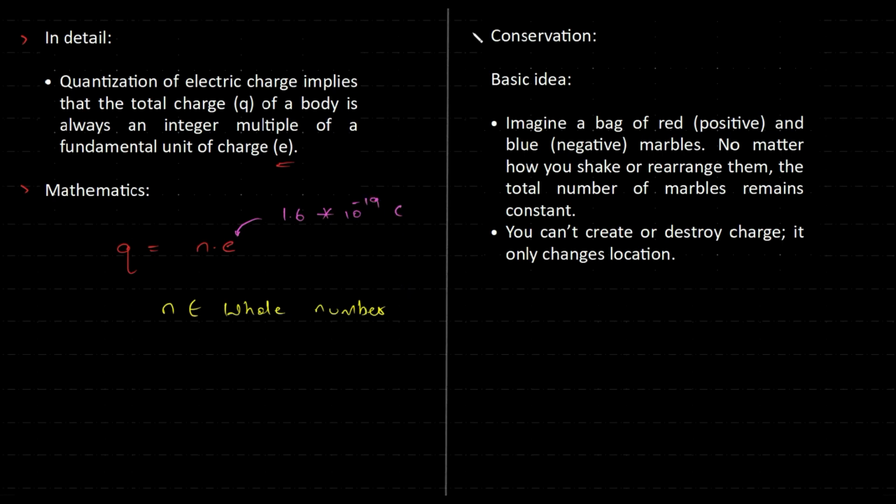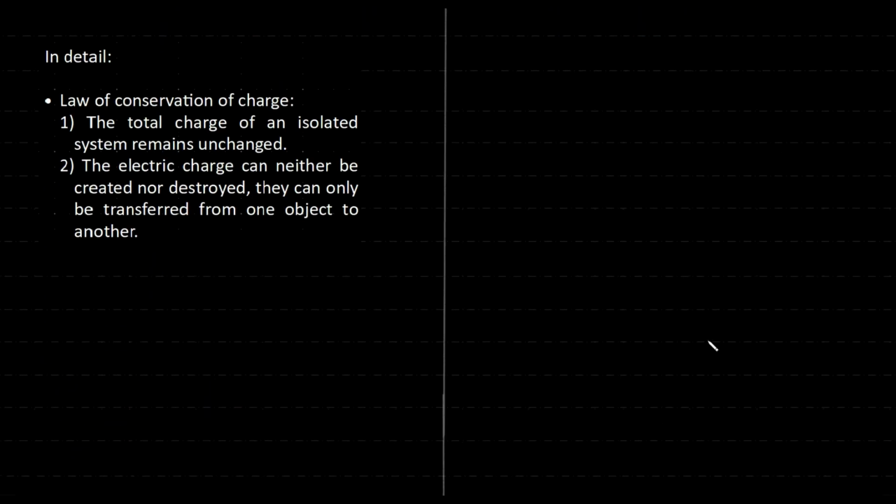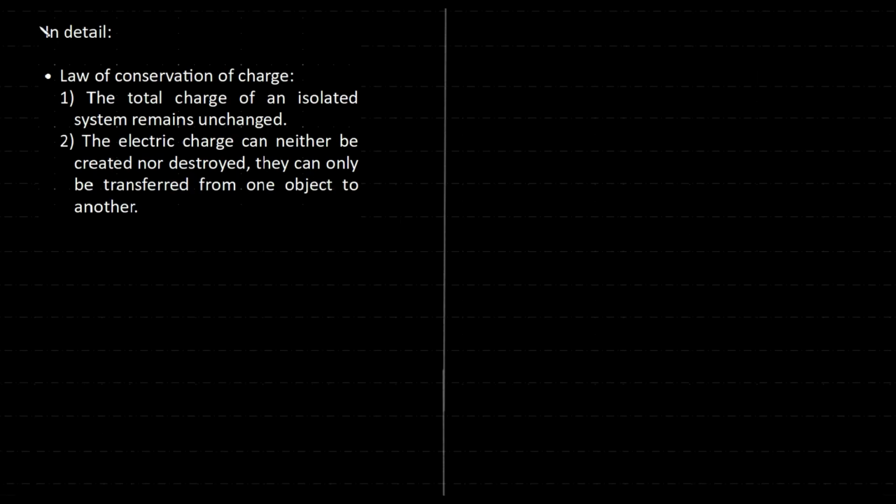Right? And the last point, the third point, the basic idea is that charges cannot be created nor destroyed. If I create a negative charge, there will be a positive charge by default that is created. So we cannot create or destroy charges. In your exam, you need to write the law of conservation of charges, which says the total charge of an isolated system remains unchanged.